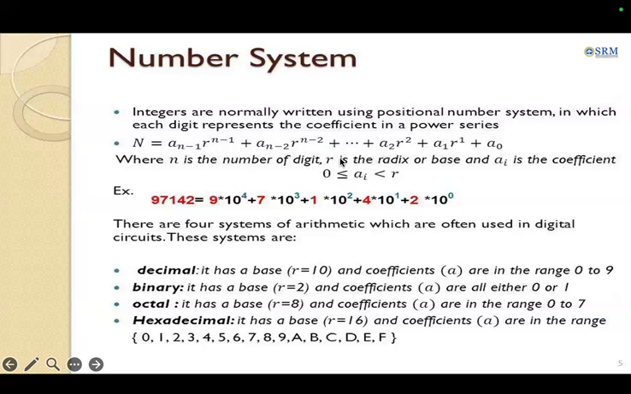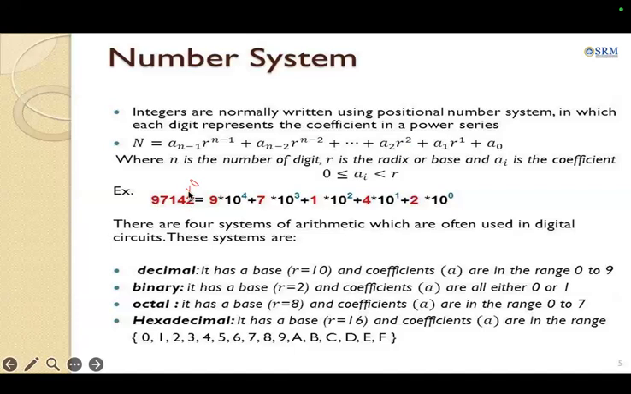As we have already discussed, r is your radix and n is the number of digits. For example, take the number 97,142. Represented as per this formula, 9, the first digit, is actually a(n-1). The rightmost digit holds the position r power 0, the next r power 1, then r power 2, r power 3, r power 4. These are the weightages.